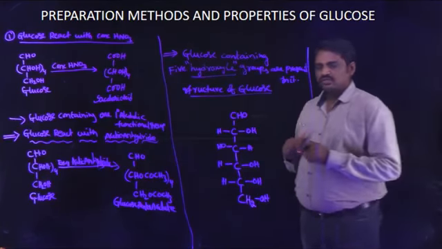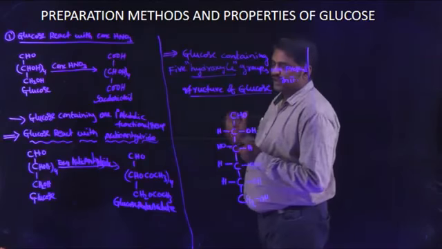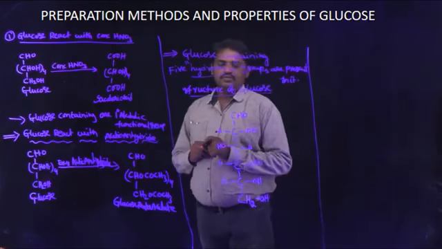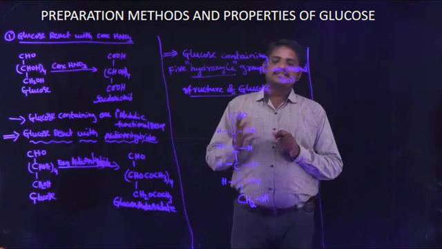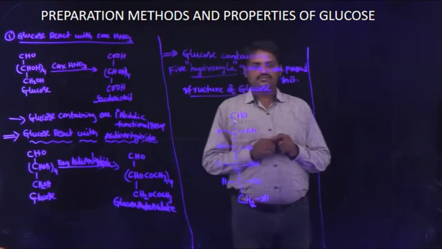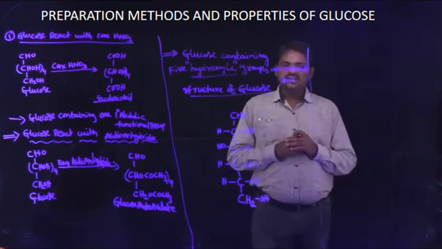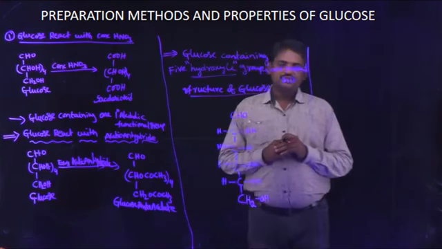Glucose is a monosaccharide. It exhibits mutarotation. What is the meaning of mutarotation?